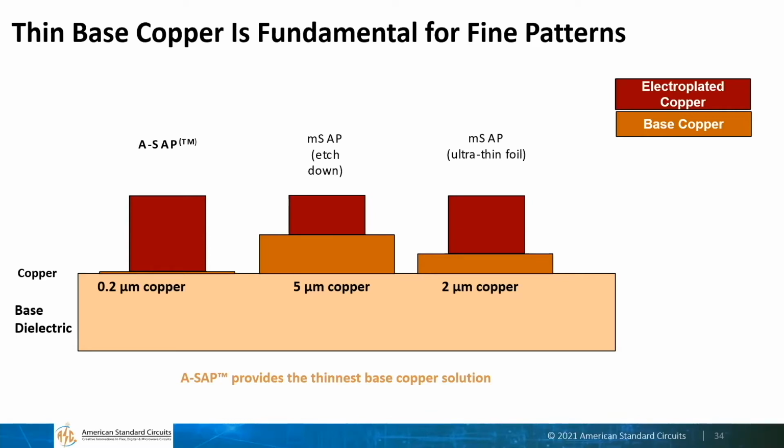Now, if you compare those to A-SAP, our base copper layer is far, far thinner. It's 10 times thinner than the ultra-thin foil. So when you try to etch away that base layer, which if you hit the down arrow, if this is the PowerPoint, it should animate here. And so in the process of etching away the base layer, you have not affected the electroplated copper at all in our case, or to an extent that is not really measurable. Whereas in the MSAP case, both of the MSAP cases, you are having some significant effect, which limits how small you can make your traces, and also, importantly, how small you can make your spaces.